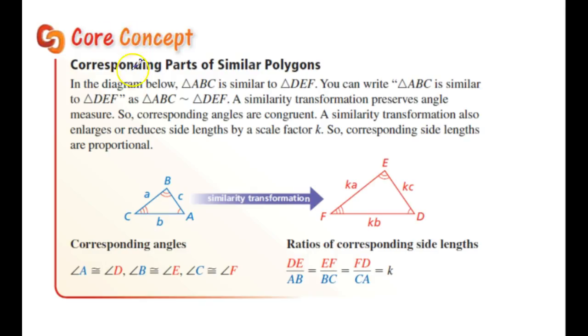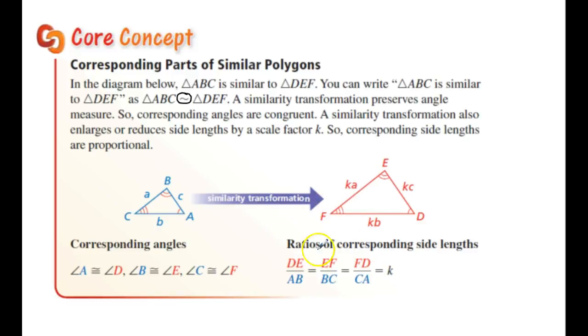So let's get started. The first thing we want to know is that corresponding parts of similar polygons share some information. If I'm looking at these two polygons and I'm told they're similar, and this little symbol right here means similar, so I'm told here that ABC is similar to DEF. So I know my corresponding angles are congruent. If I draw these out, I see that angle A corresponds to angle D. If these triangles are similar, then the angles are the same.